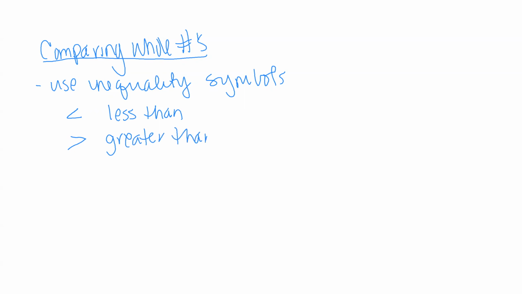At this point in Unit 1, you just use less than or greater than, but there are two other inequality symbols. This one that looks like a less than with a line underneath it, it means less than or equal to. And then if you have a greater than symbol with a line underneath it, that means greater than or equal.